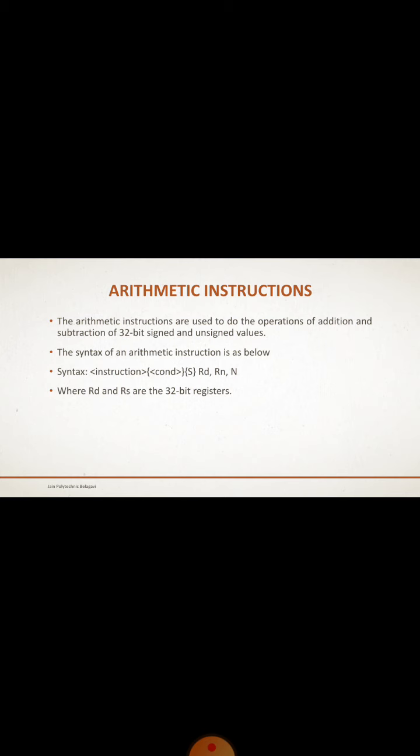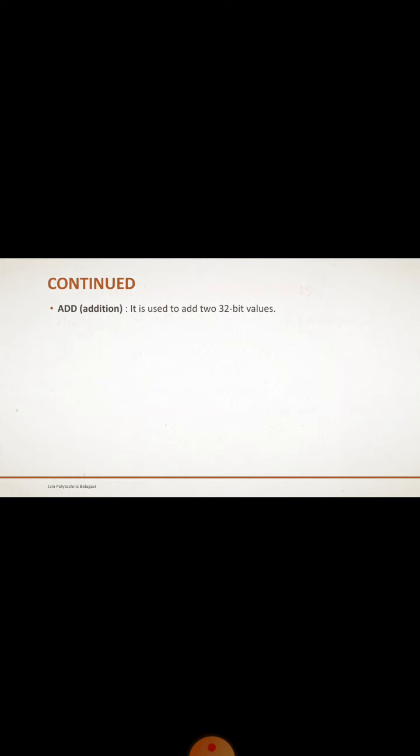in which RD and RS are the 32-bit registers and N is an immediate value or a 32-bit register of shifter operand. The first instruction in arithmetic is ADD, that is addition. It is used to add 32-bit values. The syntax is RD equals Rn plus N. This instruction will add the 2 operands, placing the result in the destination register.